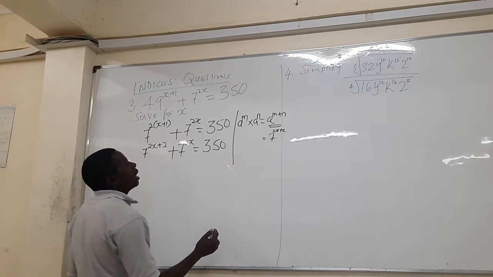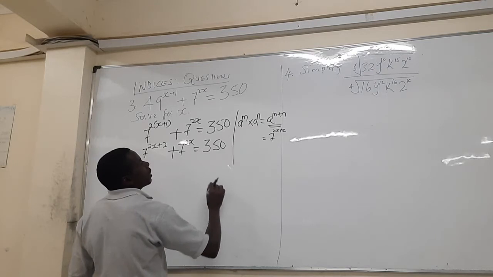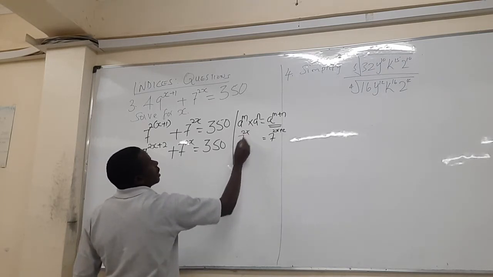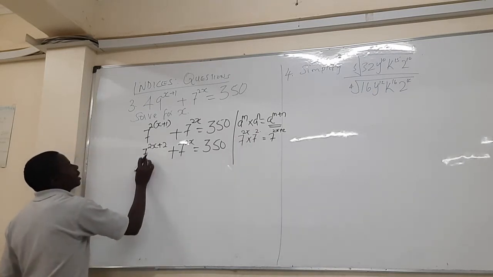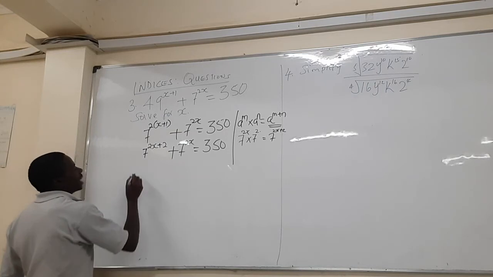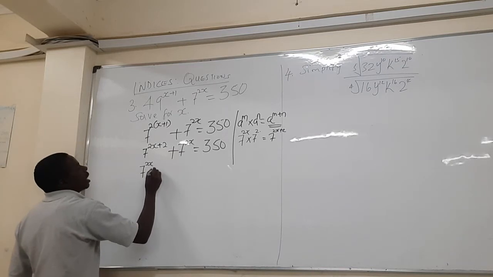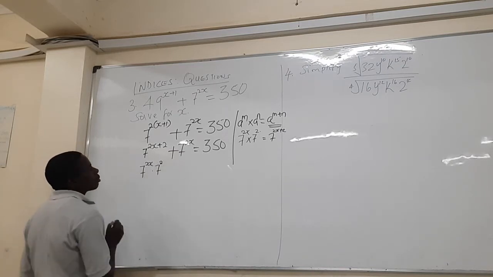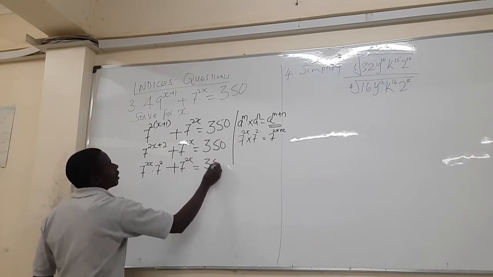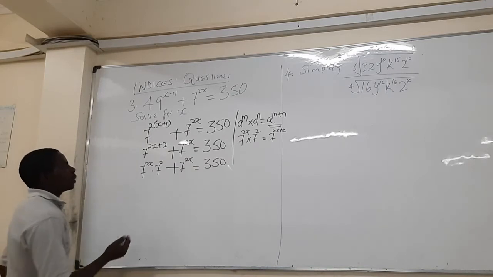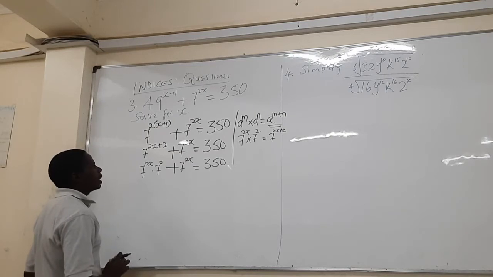I want us to go back to this form now. It's going to be 7 power 2x times 7 power 2. So you can write 7 power 2x plus 2 as 7 power 2x times 7 power 2. Then I add 7 power 2x, and that is going to give us 350. And you can see that we have 7 power 2x, 7 power 2x there being the same.